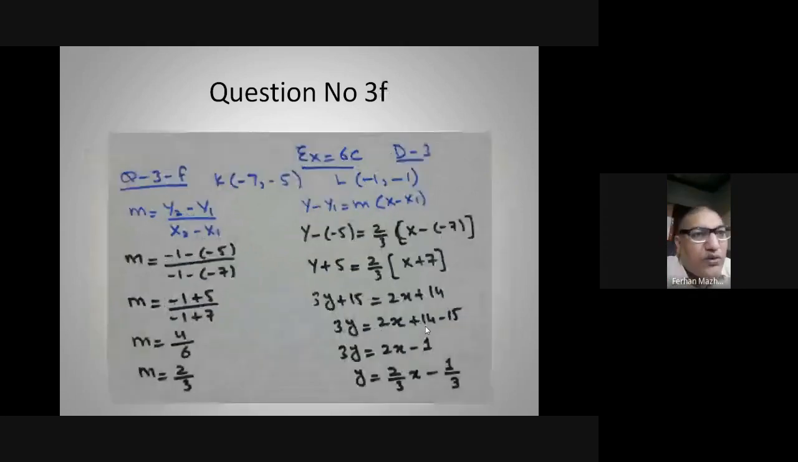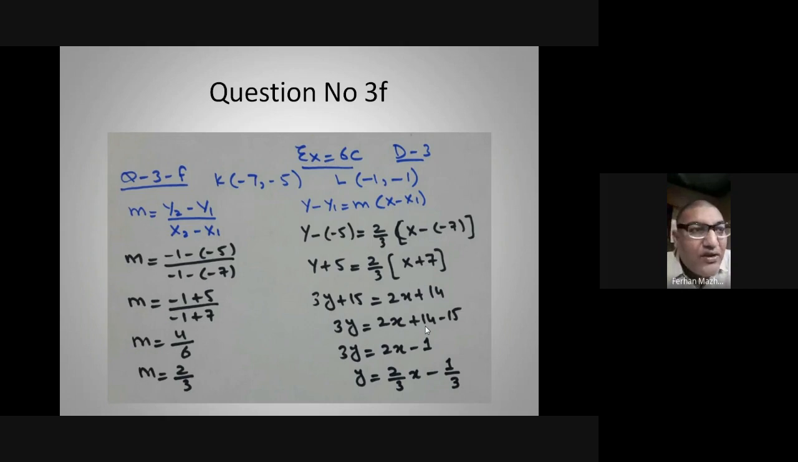On your screen, question number 3, F part is showing. Here I have not drawn the grid because drawing the grid is not necessary, it's just for our own understanding. Two points are given, point K, which is minus 7 comma minus 5, and point L, which is minus 1 comma minus 1. We want to find the equation of the line joining K and L, the line KL.